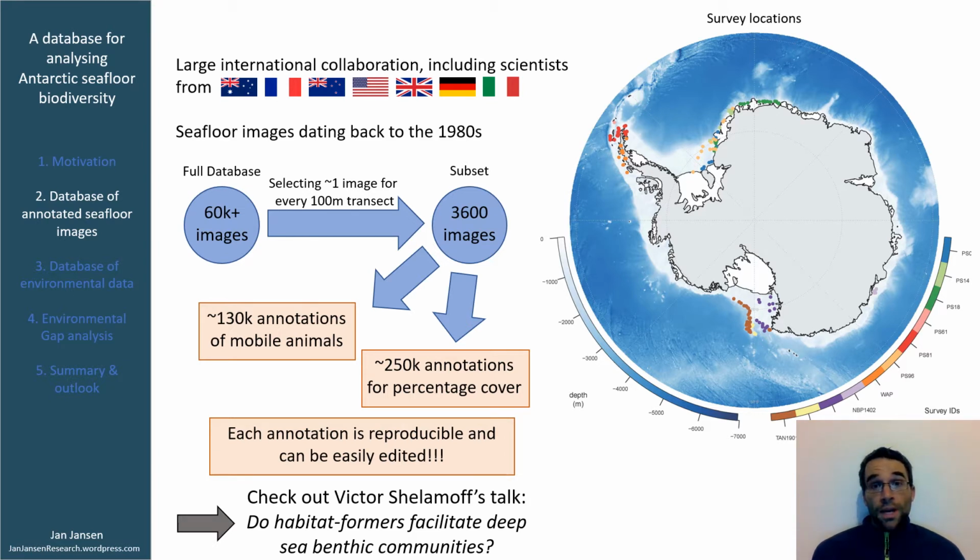Now we use two main methods to annotate these images. First of all, we overlay a point grid onto the images and identify what's located under each point. That gives us estimates of percentage cover of both animals and substrate. And the second method is to identify the location and circle each small animal because they often get missed by the point grid method. So in total, we have about 130,000 annotations of mobile animals and 250,000 annotations of percentage cover.